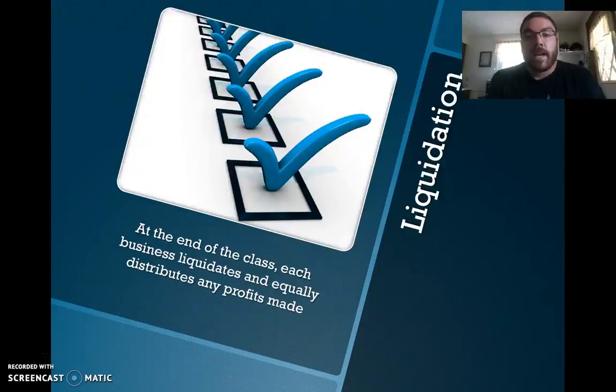At the end of the class, obviously, we need to move to liquidation, and this is when each business liquidates and equally distributes any profits that are made. So this is one thing that the students actually get really excited about, because in this class they do have the opportunity to make money. This is definitely one huge motivator for students in this class, because they want to come up with a great product that they think people are going to be interested in buying, because the more people that buy their product, the more money they are actually going to make.